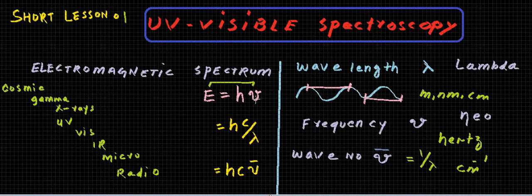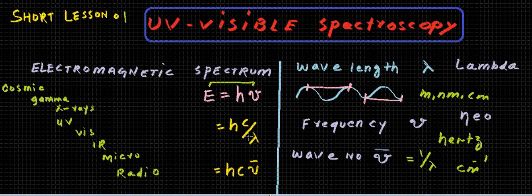Then frequency, that is nu, equals c over lambda. c is the velocity of light, it's a constant. So we can say that frequency and wavelength have an inverse relationship. Higher the wavelength, lower will be frequency, and vice versa.